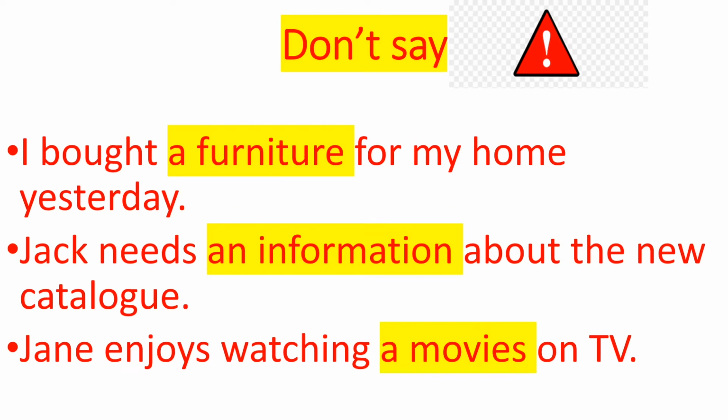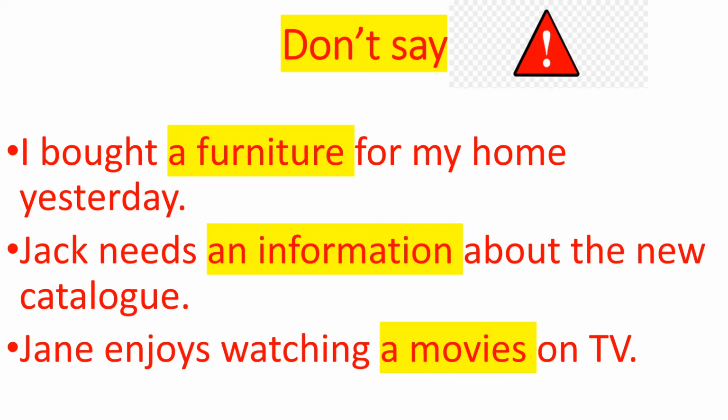Don't say, I bought a furniture for my home yesterday, or Jack needs an information, or Jane enjoys watching a movies. Why? Because furniture is uncountable. Information is also uncountable, and movies is plural. So we cannot use a or an.